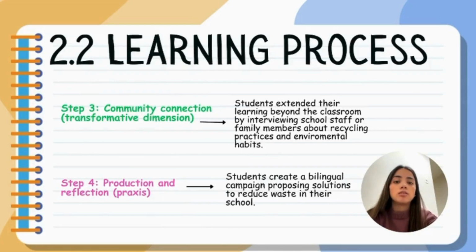Then we have step 4, production and reflection. In this part, the students create a bilingual campaign through posters, videos, or presentations, proposing solutions to reduce waste in their school. The students not only apply their knowledge, but also reflect on their learning process and its potential impact, consolidating both linguistic and critical competencies.